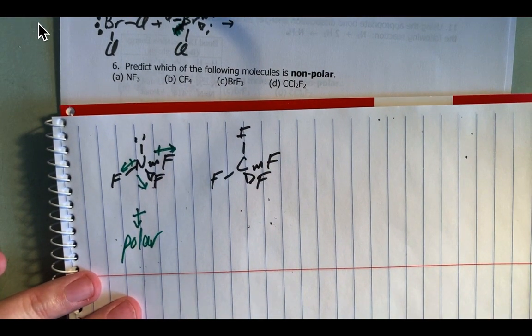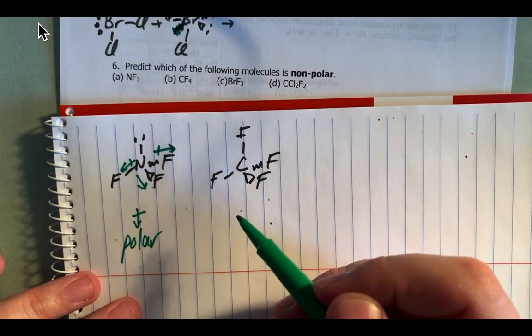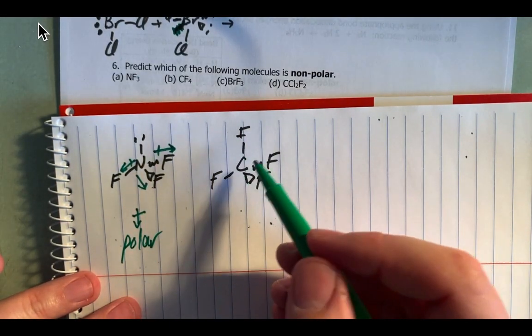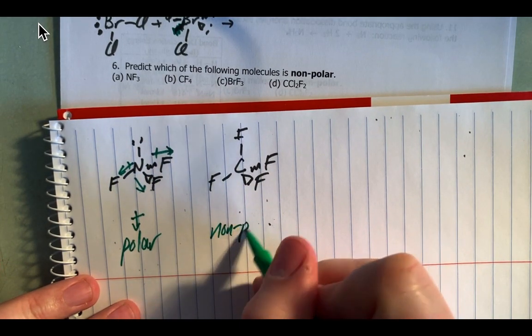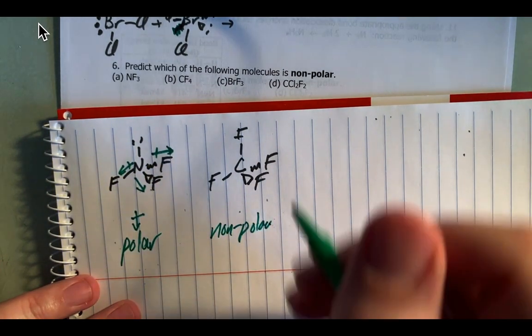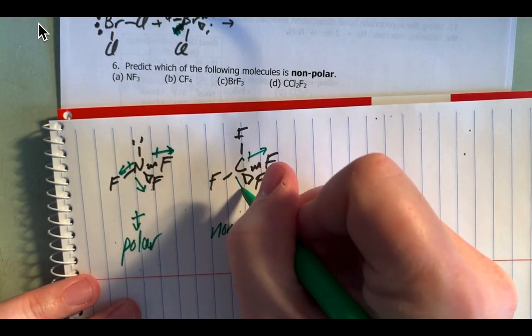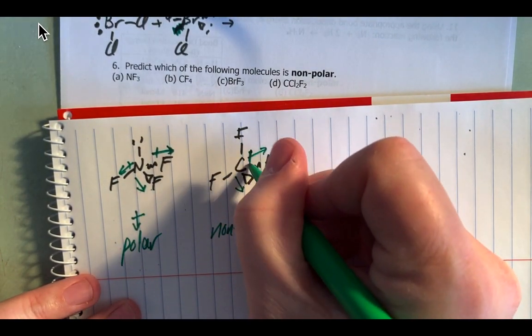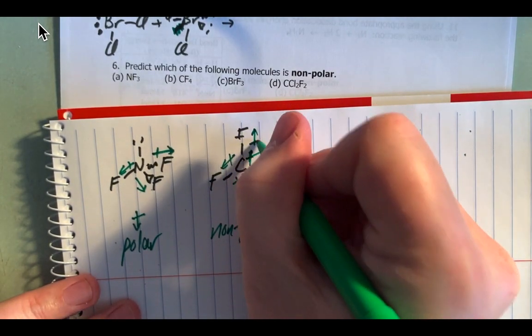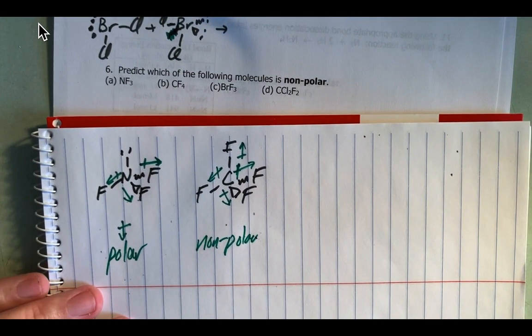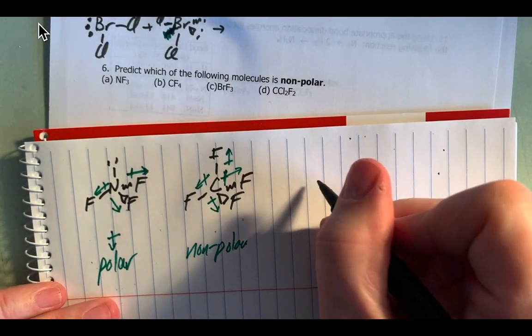CF4 has these 4 very polar CF bonds. However, it's a very symmetric structure. And so for that reason, all 4 of the individual little dipoles perfectly cancel each other out because this is such a highly symmetric structure.